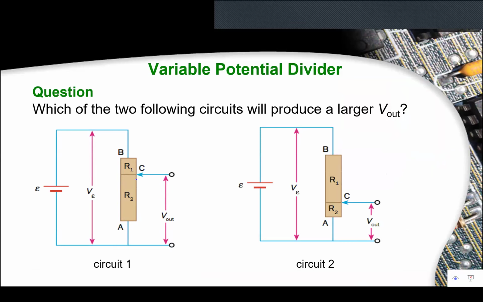Okay, so you can see that in this circuit one, A to C has a larger resistance. R2 is greater than R1. So if I have a larger resistance, I will need more energy to go through it, so I'll have a larger V out.